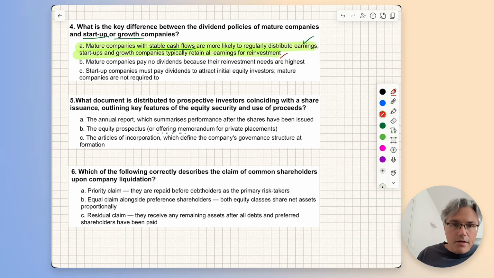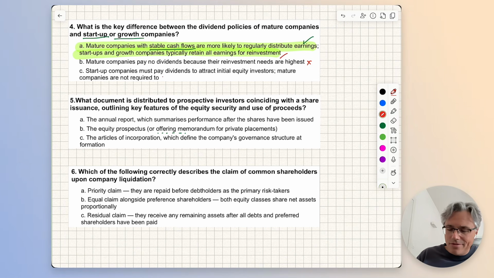Let's just inspect very quickly answers B and C. Mature companies pay no dividends because their reinvestment needs are the highest. Not really. Their reinvestment needs, in relation to their size, are not necessarily very high. It's typically the replacement capital expenditures, replacing used property, plant, and equipment that goes on at mature companies. Startup companies must pay dividends to attract initial equity investors. Mature companies are not required to pay such dividends.